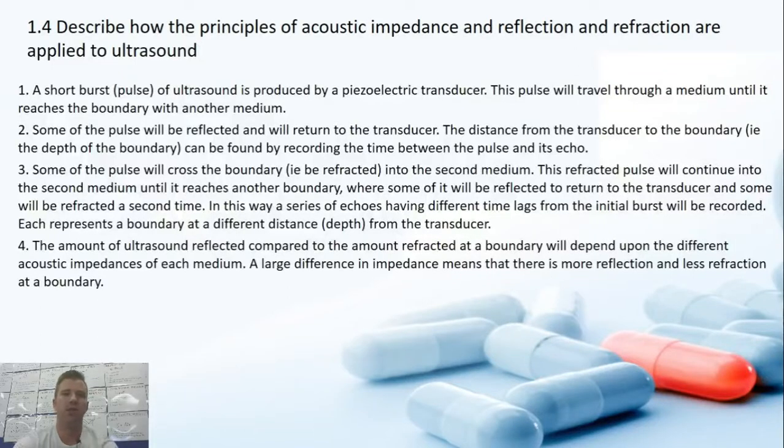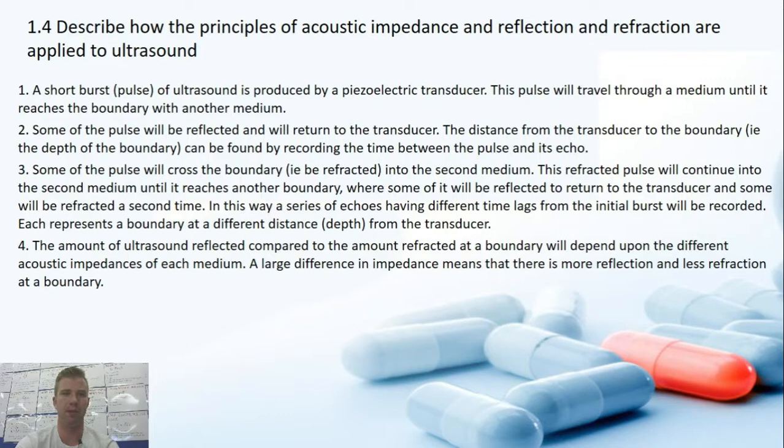So 1.4. Describe how the principles of acoustic impedance and reflection and refraction are applied to ultrasound. So this is basically gathering up all the previous slides up until 1.4, where we looked at the speed of sound waves in different materials, we looked at acoustic impedance, and we looked at different values of acoustic impedance.